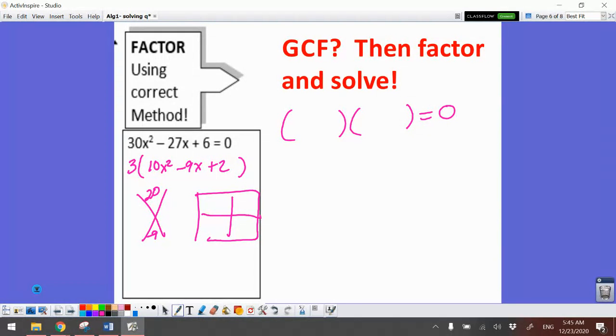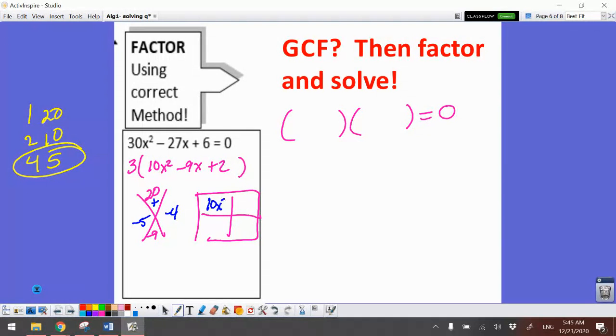Okay, so I know that I have a positive 20 because I take a times c and I have my negative 9. So factors of 20, I have 1 and 20, 2 and 10, 4 and 5, and I know I can get 9 there. And remember, this is a negative 9, so negative 5, negative 4, I have to add to get the 9 and multiply to get that positive 20, so I'm good because a negative times a negative is positive.